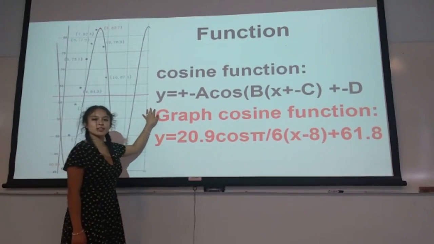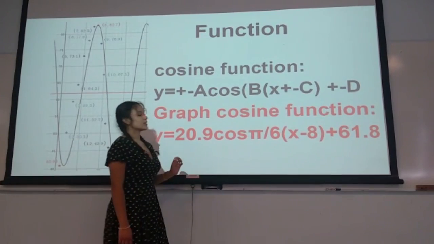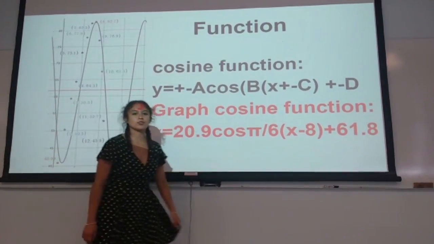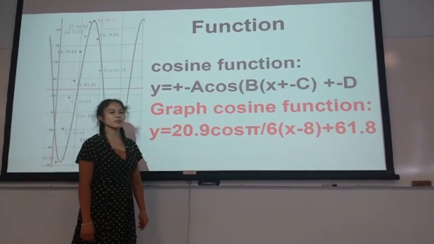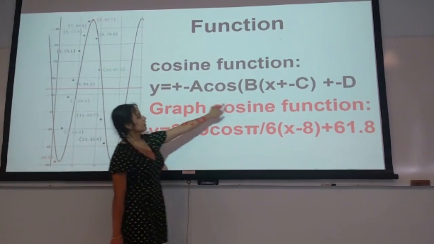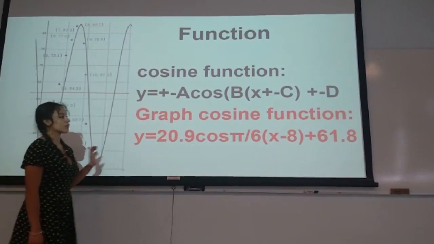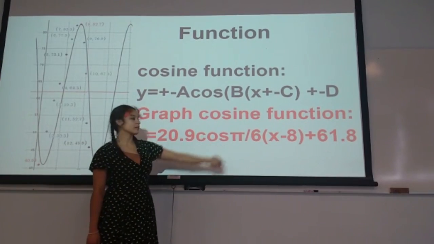Once we have all the values, we can write the cosine function down. The general equation of a cosine function is this. So we have to substitute the values of the letters found, respectively. Here, here, here, and here. The cosine function for this graph equals this.